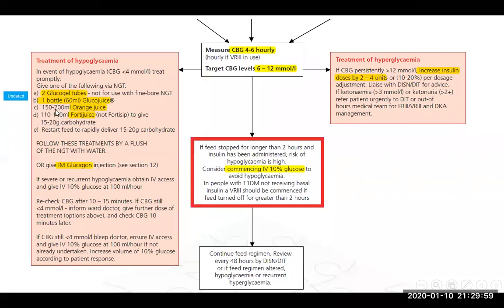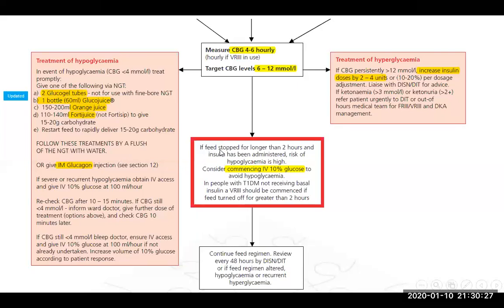For example, 300 milliliters of orange juice. This is not correct. The correct one is 150 to 200 milliliters of orange juice. This number is very important in the exam. 2 glucogel tubes, 1 bottle of glucojuice or orange juice, or 40 juice, not 47, or restart the feeding to rapidly deliver 15 to 20 grams of carbohydrate, or intramuscular glucagon.